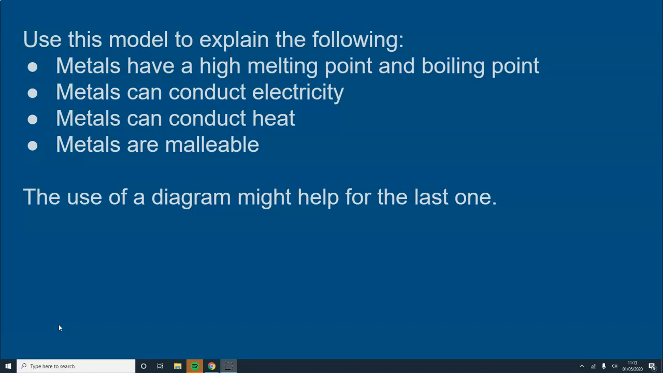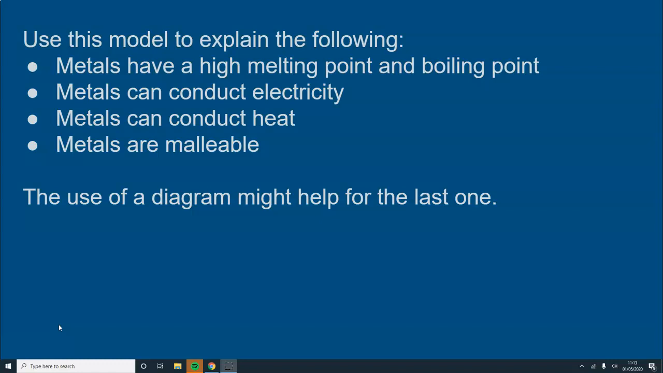Metals can conduct electricity, and heat, because of the delocalized electrons. The delocalized electrons will carry charge throughout the whole structure of the metal. Conduction of heat doesn't quite work in the same way. The electrons don't move as much as they can when electricity is being conducted. What happens is they bump into each other and pass the heat on. But again, the essence of this, they can conduct heat because of the delocalized electrons.